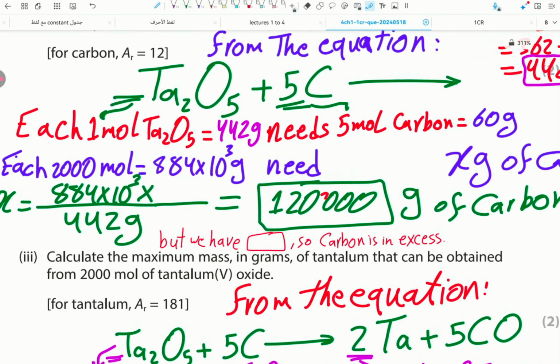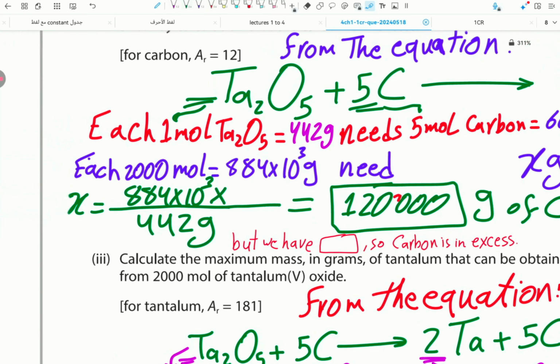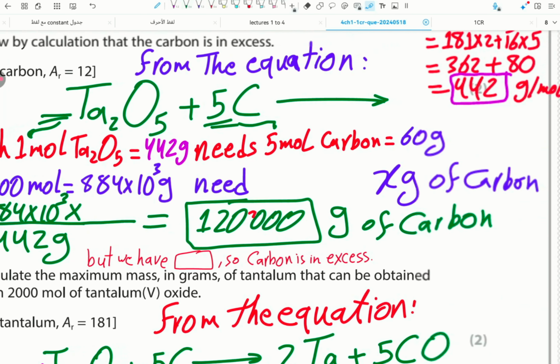So each 2,000 moles of tantalum oxide has the mass 884. How do I know? It's the mass, as you know, my friends, M equals N multiply MR. The N here is 2,000 moles, and this is the MR. We multiply 2,000 multiply MR, which is 442, we get this number. Needs how many grams? X.